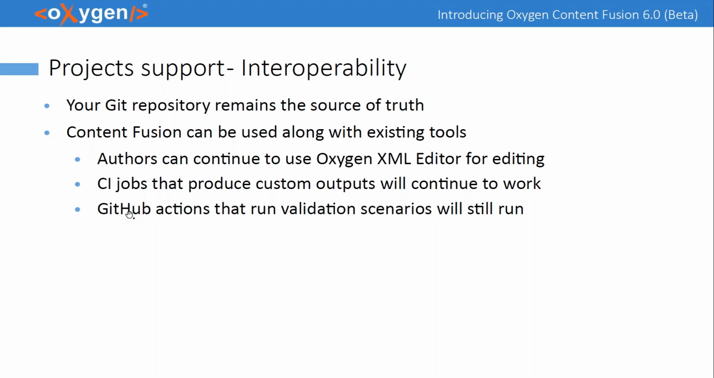Another interesting thing about Content Fusion projects is that the source of truth for your content remains your Git repository, which is, for example, stored on GitHub or GitHub Enterprise. So you don't have to migrate the project to Content Fusion. You just link the project from Content Fusion, and Content Fusion will become like a new client for your main Git repository. So your authors can continue to use oxygenxml editor for editing. CI jobs like Jenkins jobs that produce your custom outputs will continue to work with your Git repository. GitHub Actions, if you use them, for example, to run validation scenarios, will still run. So you don't have to compromise anything if you just want to try the Content Fusion project feature.